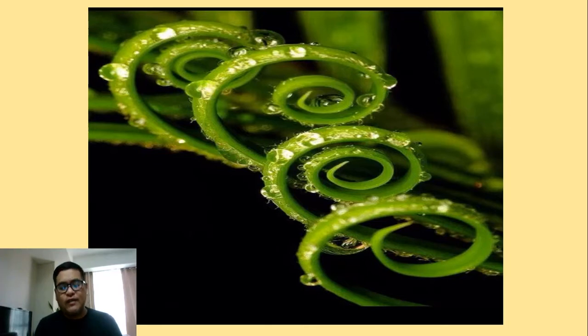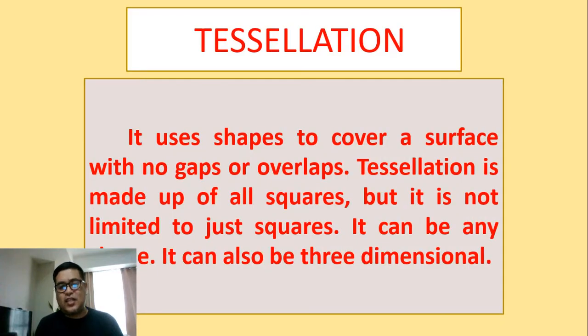Another example of patterns in nature is tessellation. Tessellation uses shapes to cover a surface with no gaps or overlaps. A tessellation can be made up of all squares, but it is not limited to just squares. It can be any shape, and it can also be three-dimensional. Tessellations usually use repeated shapes that are compacted, with no gaps or overlaps at all. Usually it covers a surface.